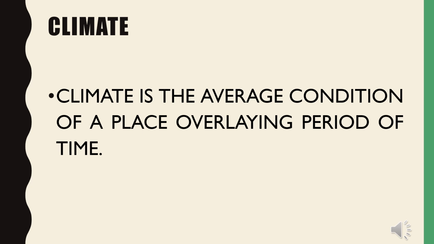Now let us discuss about climate. Climate is the average condition of a place over a long period of time. Some places are cold, some places are hot. For example, in the Himalayan regions, they have cold climatic condition, while in Rajasthan, they have hot climatic condition. Students, I hope you understood about climate.